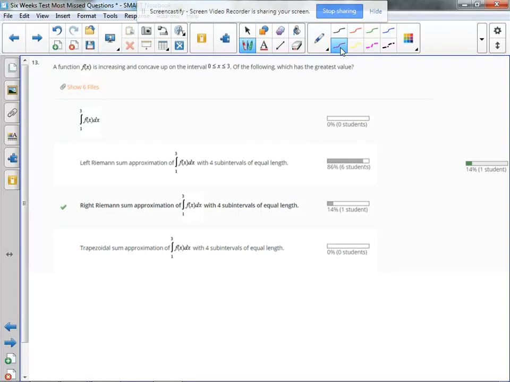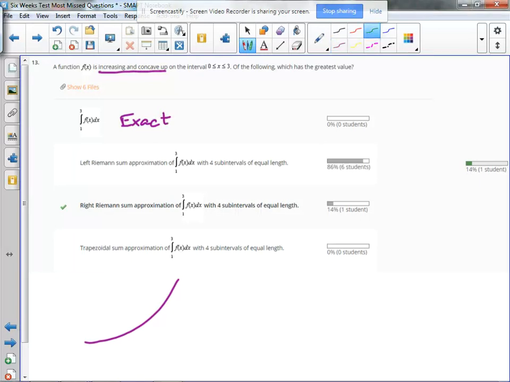All right. So on the review, I think that it was decreasing and concave down, but this one is increasing and concave up. So whenever they give you just a generic description like that, and they don't give you a specific function, draw a sketch. Increasing and concave up. Okay, we know that the integral from 1 to 3 is going to give us the exact value. The left Riemann sum, let's draw it.